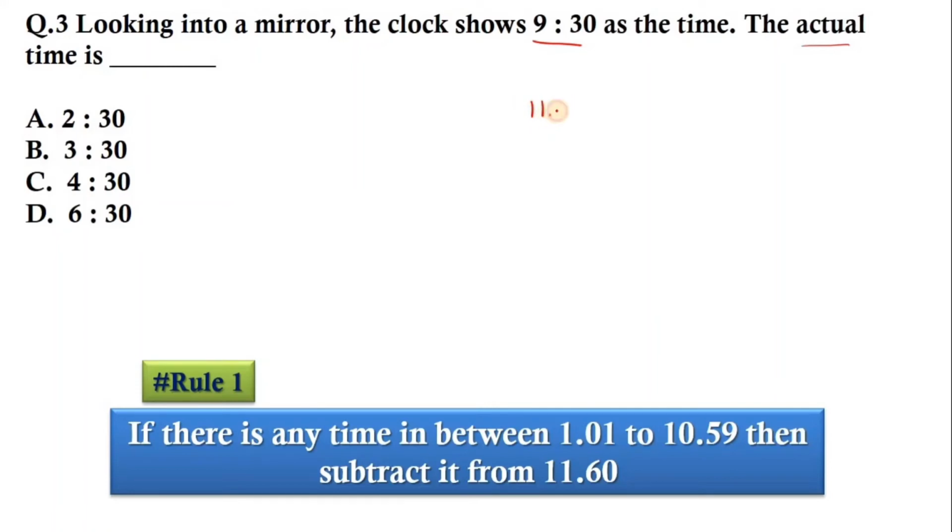So 11:60 we have, and from this we have to subtract this reflected time, that is 9:30. So we are getting here 3, then 11 minus 9 we are getting 2, here 1 minus 1 will be 0, so we are getting 2:30. So option 1 gives the actual time. In this we are given the mirror time, and we have to find out the actual time. So this is rule number 1. Based on that we get the exact time, so we got the exact time 2:30.